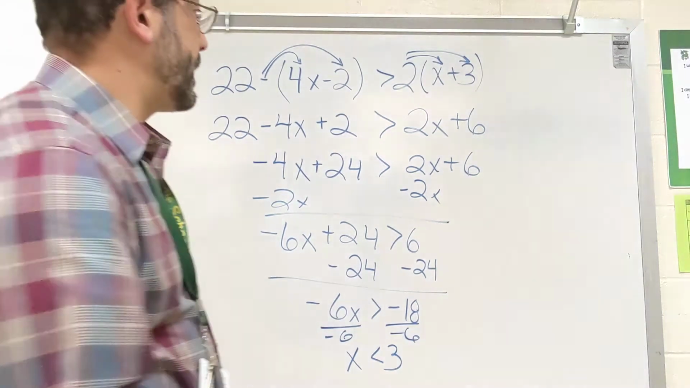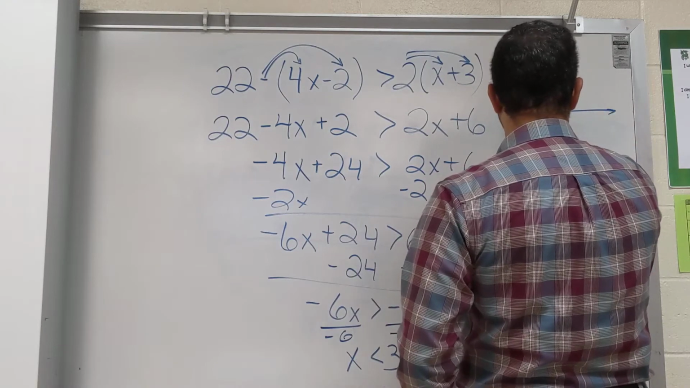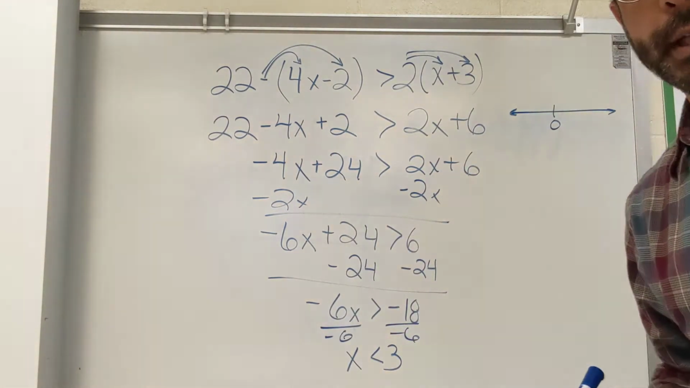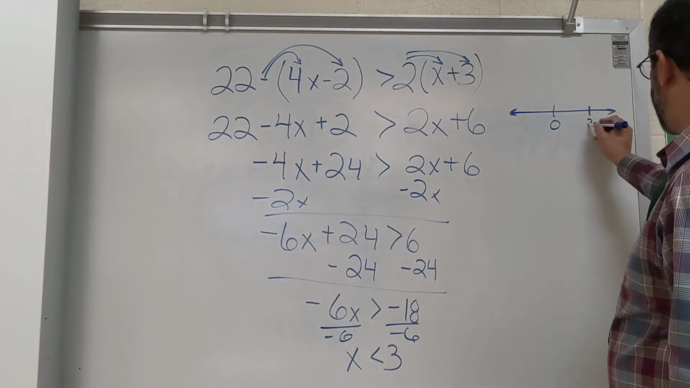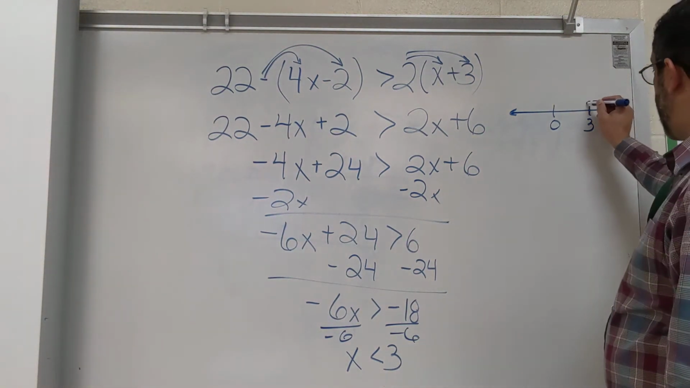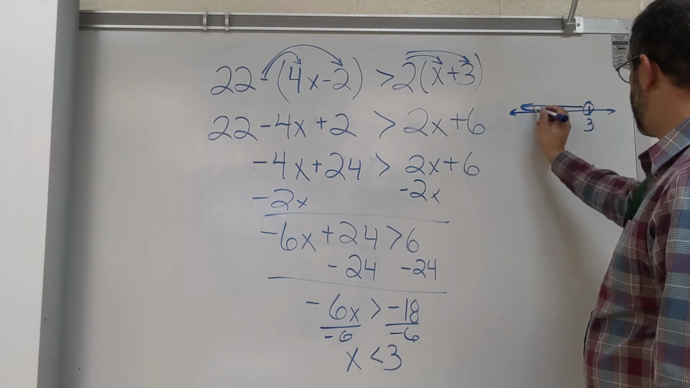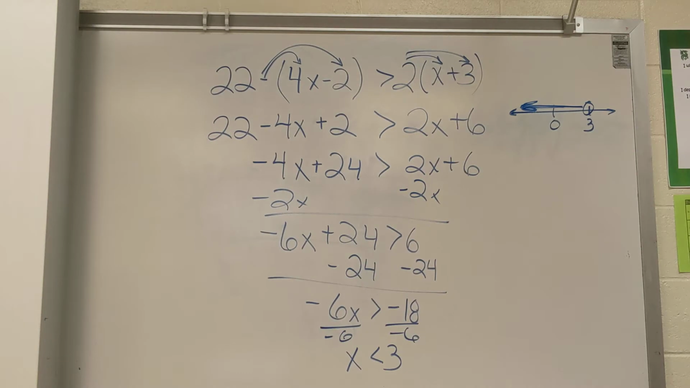So if I go to graph this, there's the 0 on my number line. And if I just put a 3 over here, so again, x less than 3, I'm going to have an open circle and shade everything to the left, indicating that all of my solution set's going to be less than the number 3.